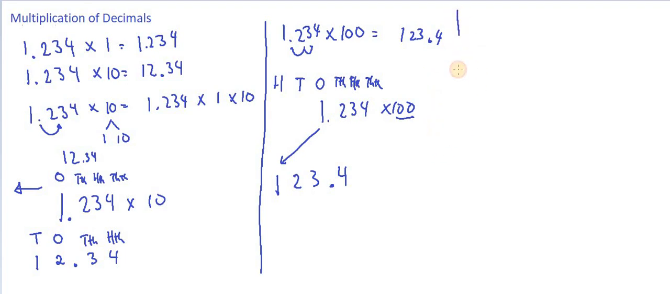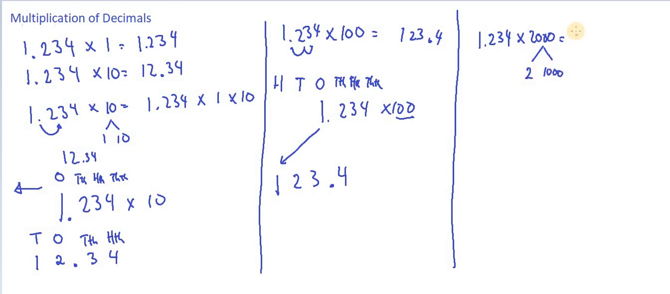Okay, so let me show you one more example, but I do not want to use 1000, let me just use 2000 for example. 1.234 times 2000. So what we can do here is break down this 2000. 2000 comes from 2 times 1000. So we do it like this: 1.234 times 2 times 1000, and then 1.234 times 2 is 2.468, and then times 1000.